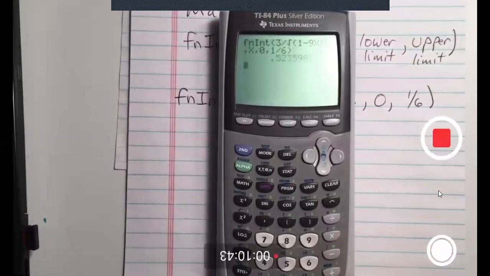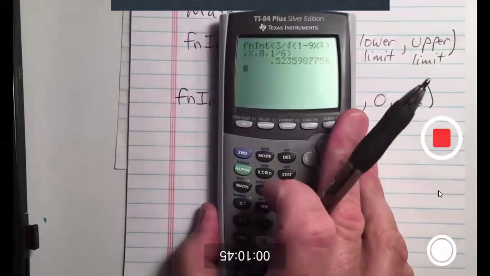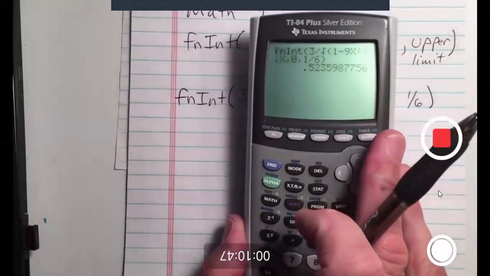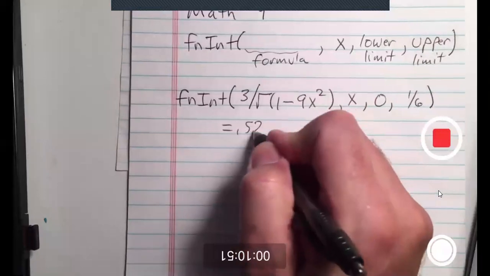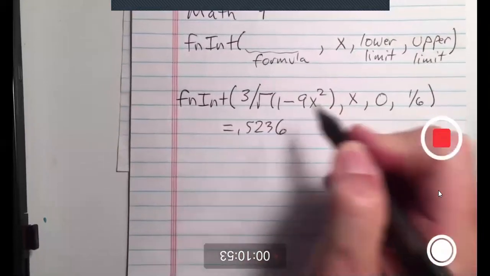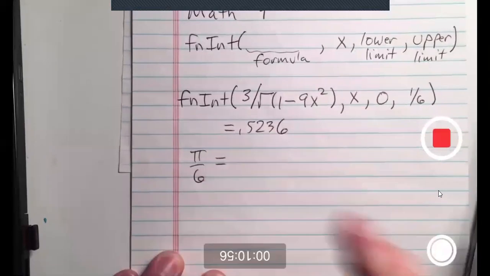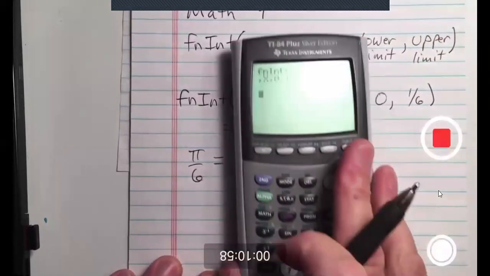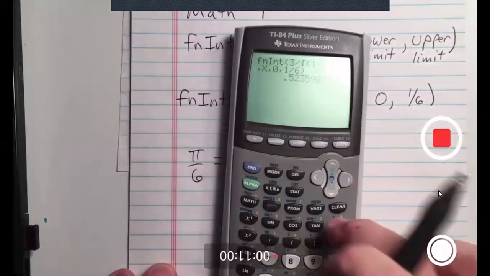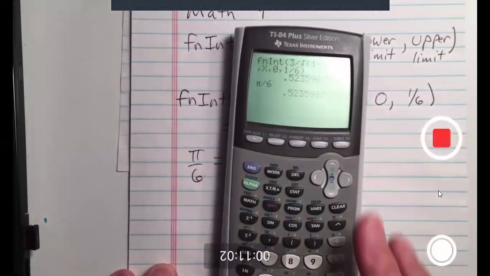All right, so when I hit enter, I get this decimal. We'll call it 0.5236. That smells like pi over 6. I'm going to divide it out, see if it is. Pi divided by 6, sure enough.